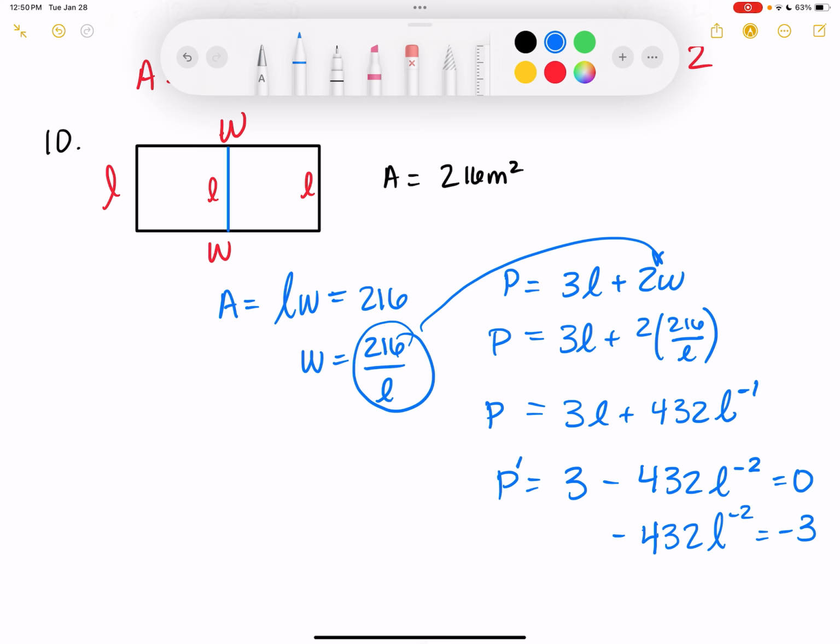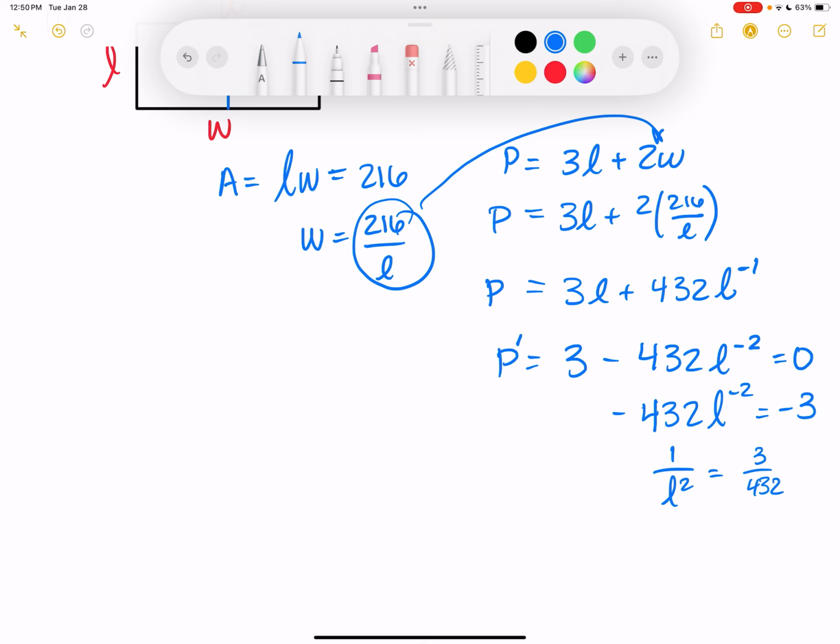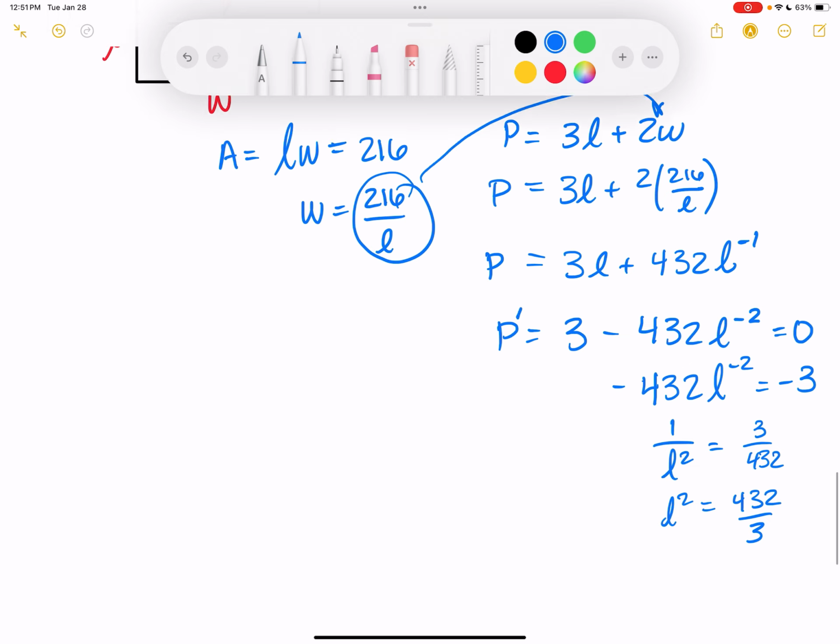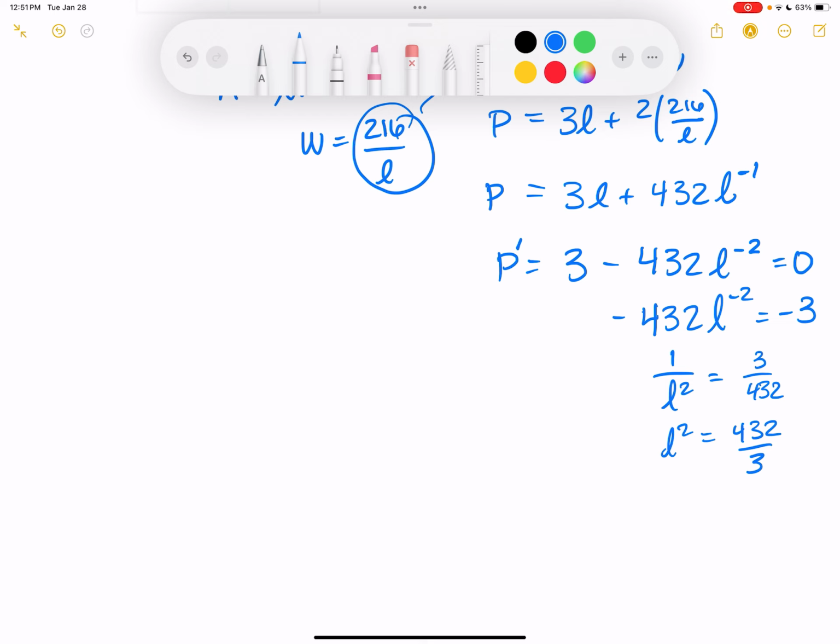So then I'm going to divide by the 432. Negatives will cancel. So I end up with 1 over L squared equals 3 over 432. Flip the fractions. L squared equals 432 over 3. I feel like that should be able to be reduced. Yeah, it definitely will be. I bet that will reduce. So L squared equals 144. So L equals 12. I like that.